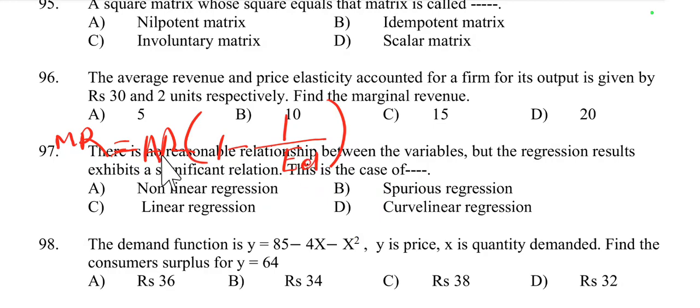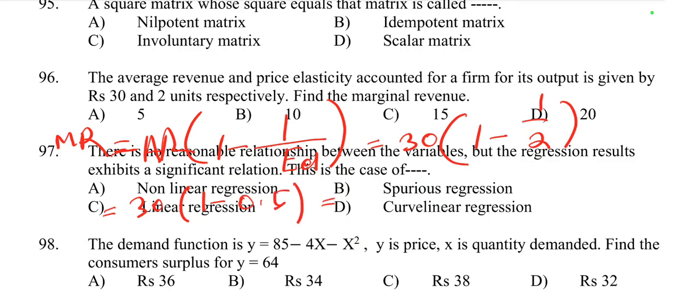So here the average revenue value is equal to 30 and the elasticity of demand value is equal to 2. So substitute the value. MR is equal to 30 into 1 minus 1 by 2. So 1 by 2 is equal to 0.5, and 30 into 1 minus 0.5 is equal to 0.5.